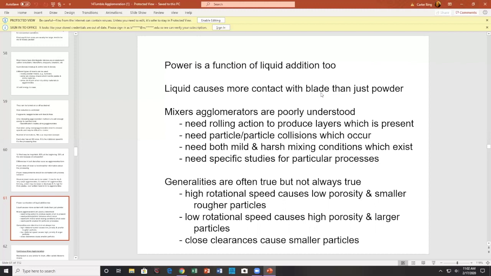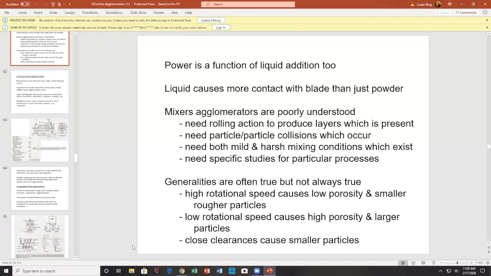Right. Mixing agglomerators are poorly understood. They need rolling action to produce layers, need particle-particle collisions, which occur, and need both harsh and mild mixing conditions, which exist. They need specific studies for particular processes. So it's open up to investigations. Generalities are often true, but not always. High rotational speeds cause low porosity, smaller, tougher particles. Lower rotational speeds cause high porosity and larger particles. Close clearances cause small particles, close clearances being a breaking device.